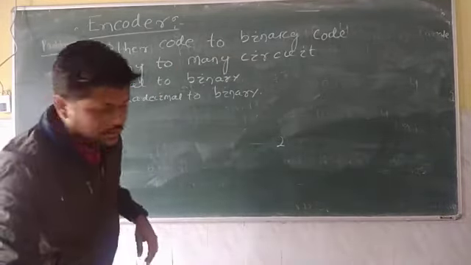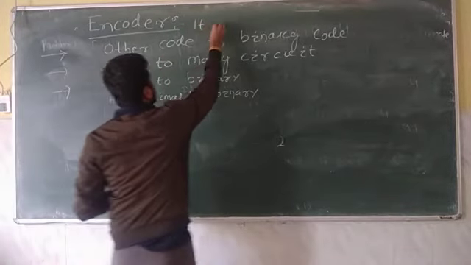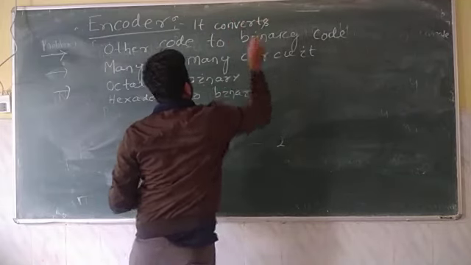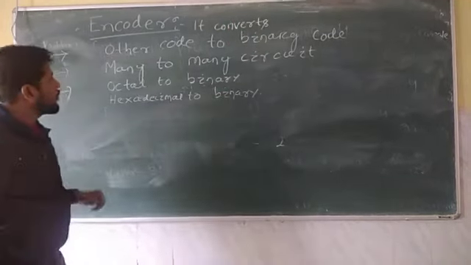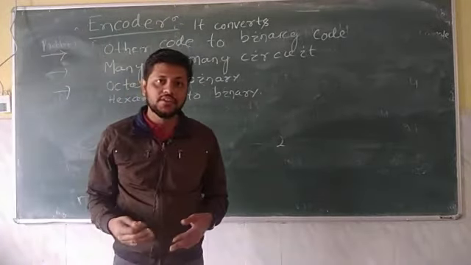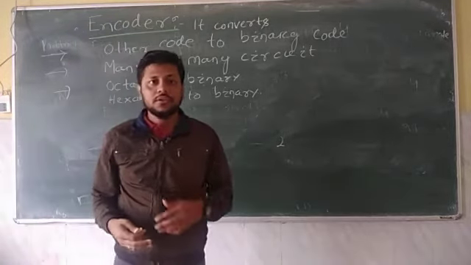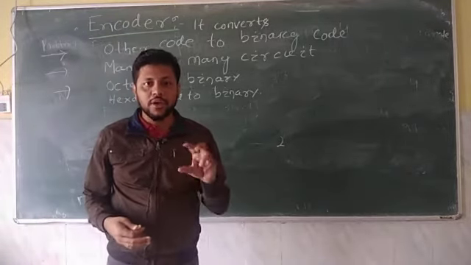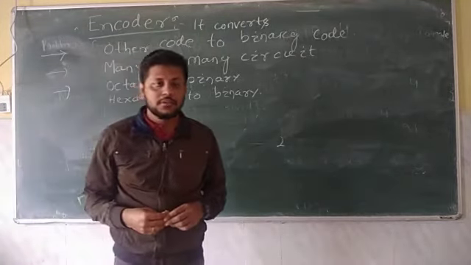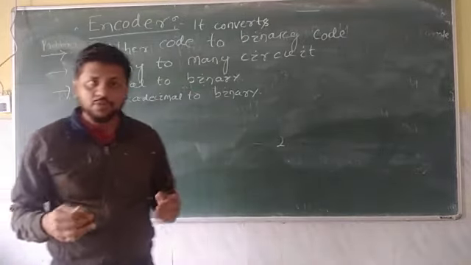I have written here, the encoder converts other code to binary code. Other code means hexadecimal to binary, octal to binary, decimal to binary. Any other information which you give digitally to the encoder circuit, it will convert into binary. So it is also a many to many circuit. That means you have many inputs as well as many outputs.